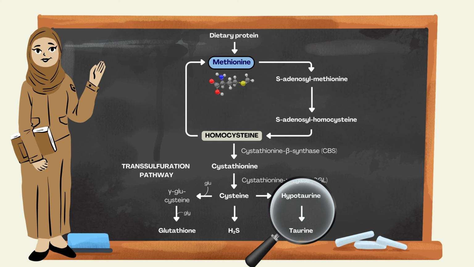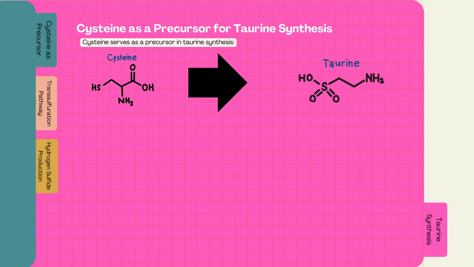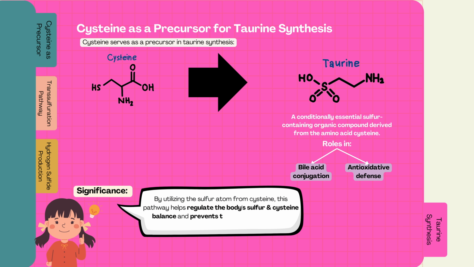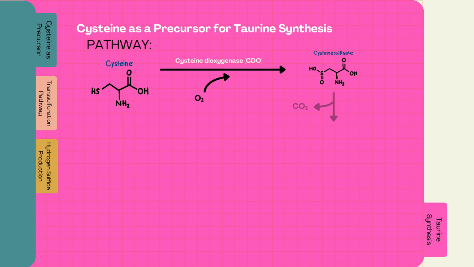Cysteine serves as a precursor for the synthesis of taurine, a sulfur-containing compound essential for various physiological processes such as bile-salt conjugation and antioxidant defense. This pathway utilizes the sulfur atom from cysteine to regulate the body's sulfur and cysteine balance, thereby preventing the toxic accumulation of these substances. This is the process of taurine synthesis from cysteine.